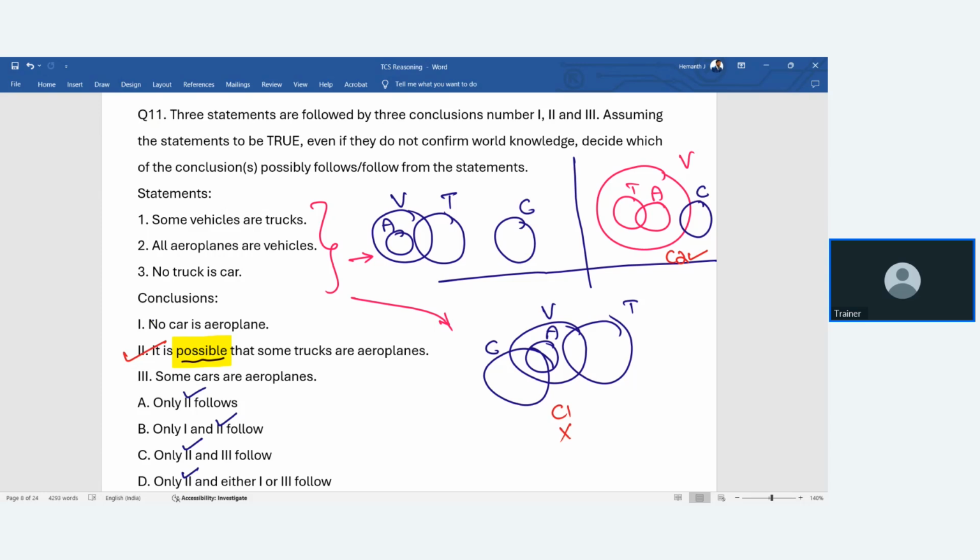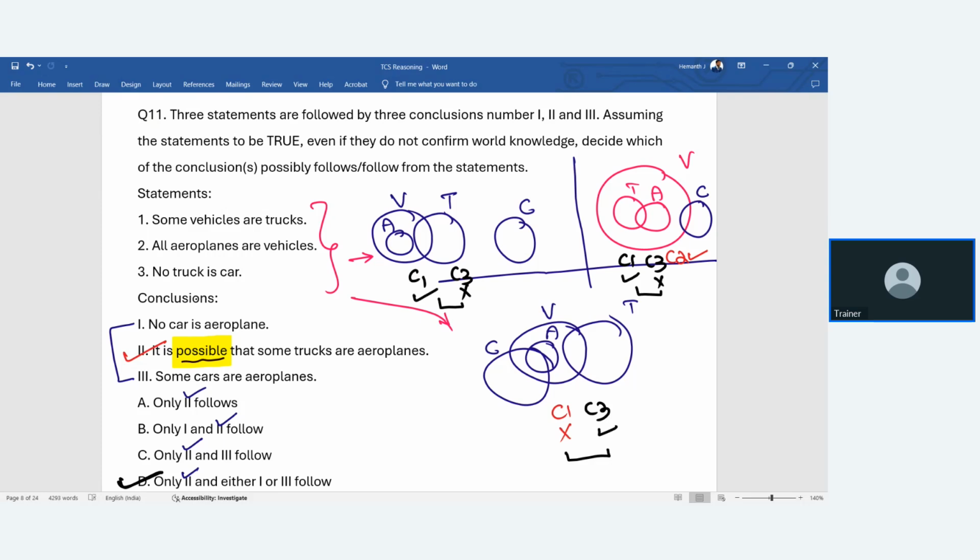Now it's an either-or case: car and aeroplane. One is saying there is a connection, the other says no connection. That signals either-or. Now look into the first and third one. First conclusion: no car is aeroplane. Correct here, false here. Third conclusion: some cars are aeroplanes. False here, true here. You see, either-or. If the first is true, the third fails; if the third is true, the first fails. That is why it's either-or. Option D is correct: two follows, and either one or three.